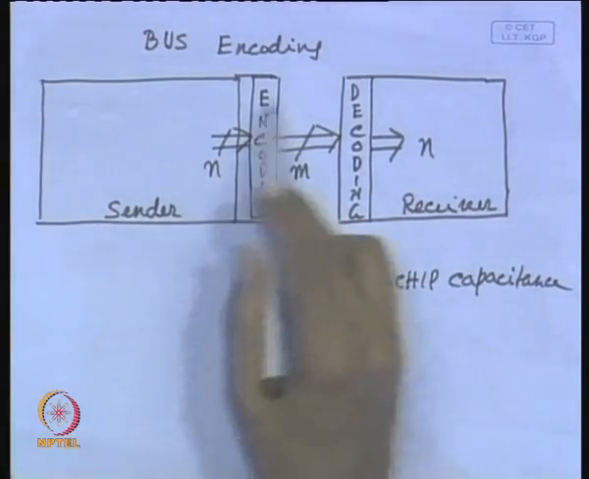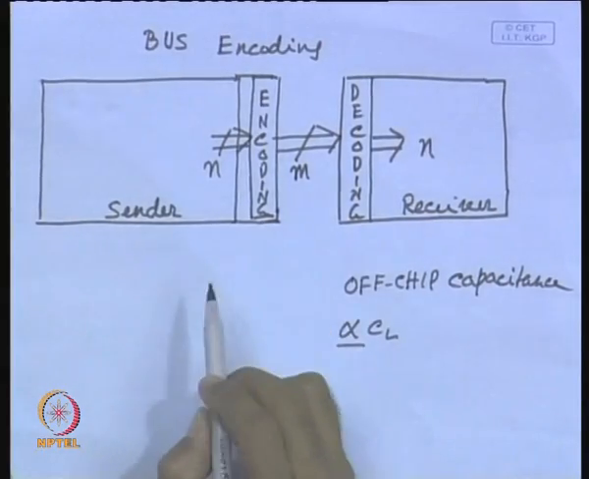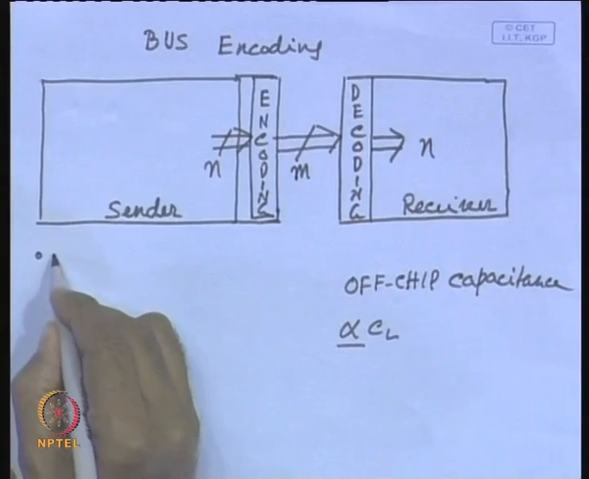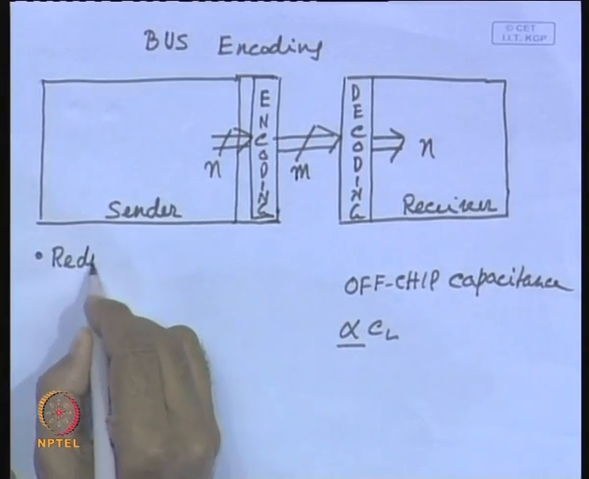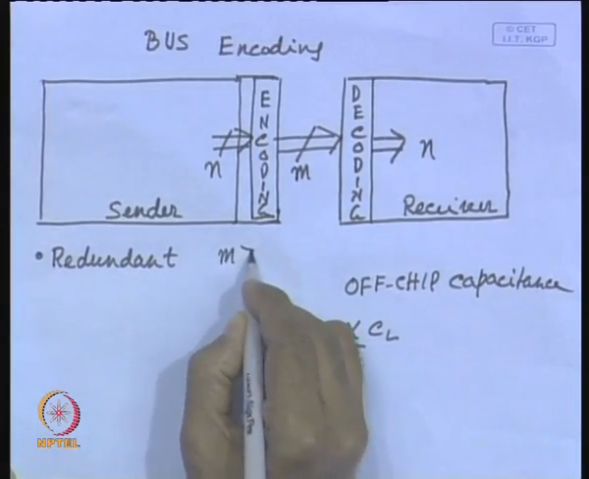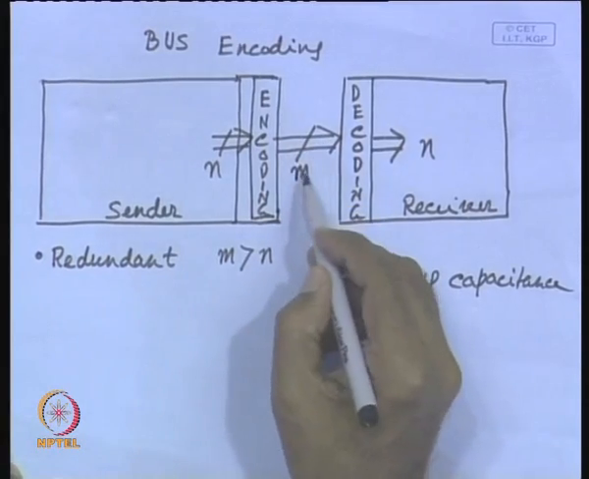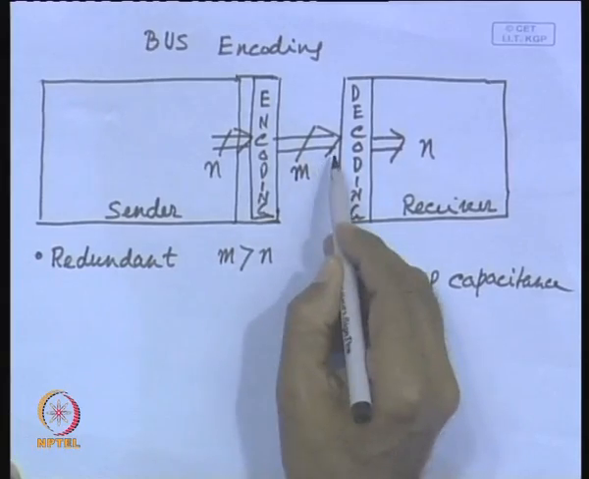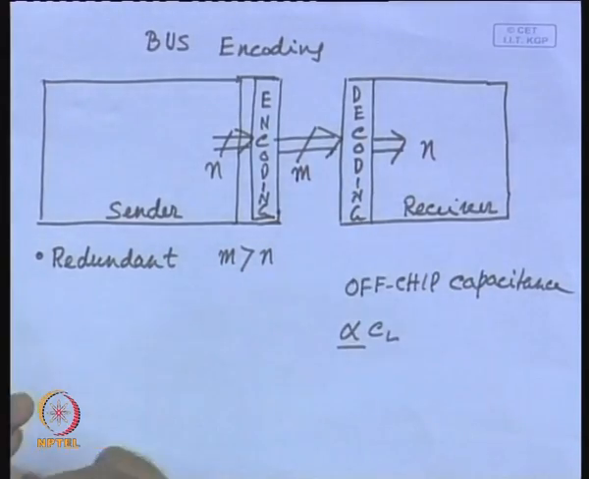Now, based on this, the encoding technique can be categorized into a number of types. For example, there are two possibilities. It can be a redundant encoding, in which case m is greater than n. That means the number of bits being sent over the medium, or sent outside the chip, or sometimes it can be part of a system on chip. Nowadays you are familiar with the system on chip.